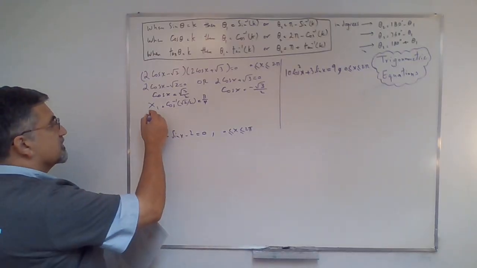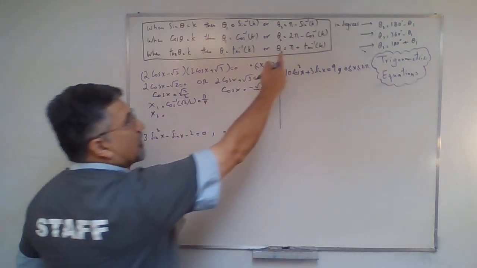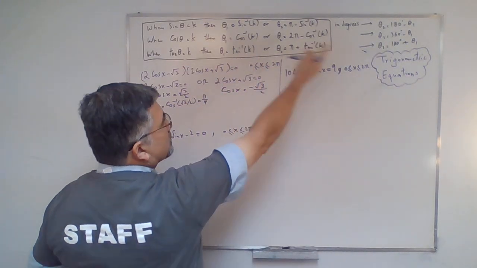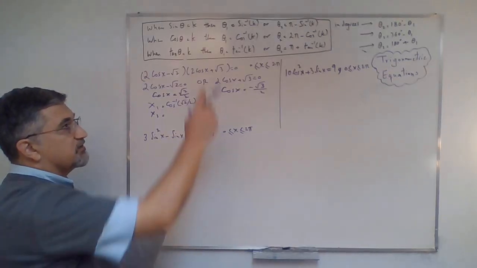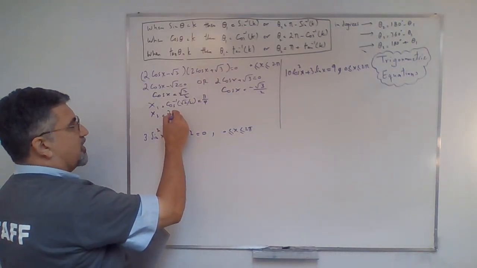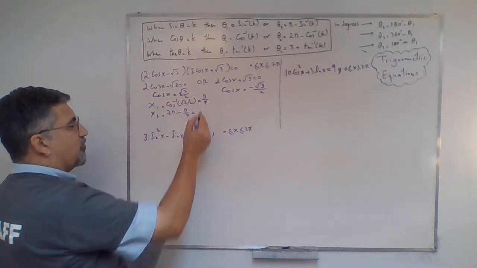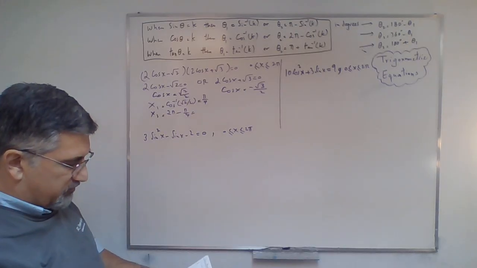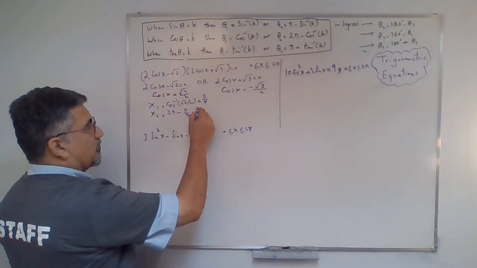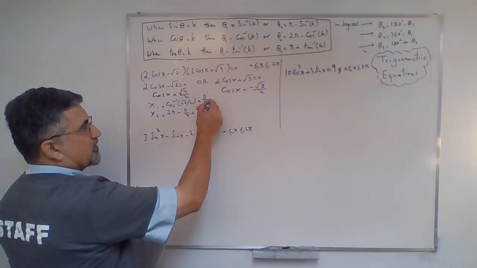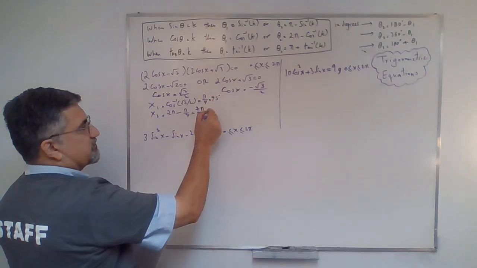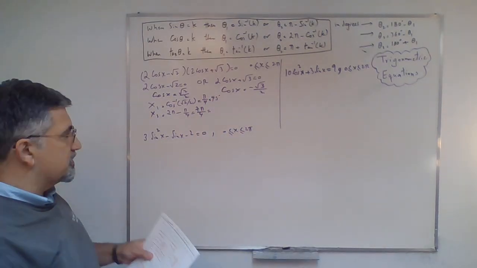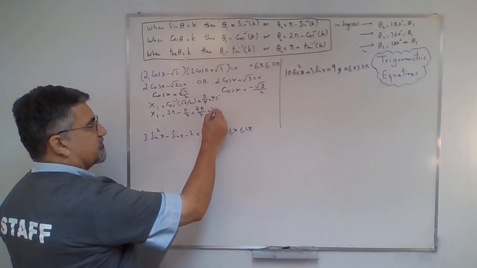The second solution for cosine is always 2 pi minus inverse cosine of k. So it will be 2 pi minus pi over 4, which would be 7 pi over 4. If I convert these into degrees, it's 45 degrees, and this other one will be 315 degrees.